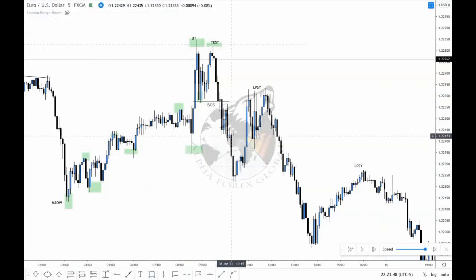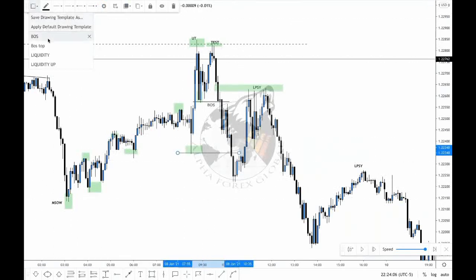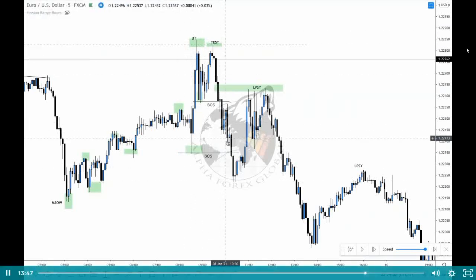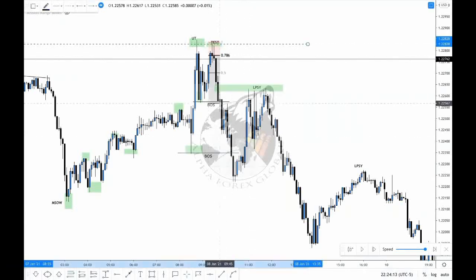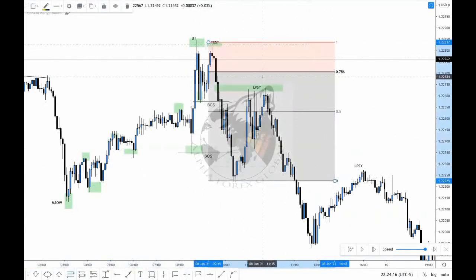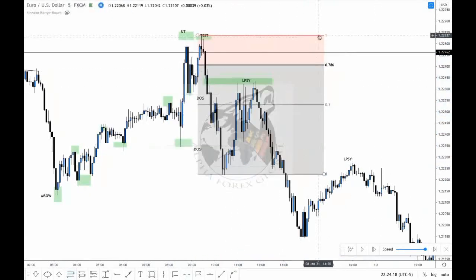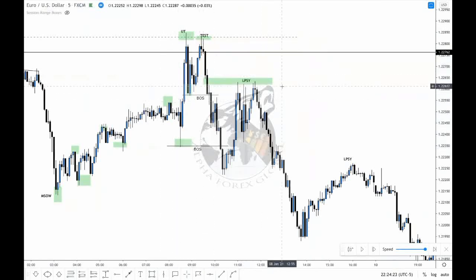So the market did that, and then the market literally came back and tested this inefficiency. So this would be your entry where redistribution is concerned. Market broke structure to the downside, market came back to retest, and let's see where that inefficiency was. So that inefficiency was in premium price, right? So market literally came back to premium price, tested the inefficiency, and pushed down.